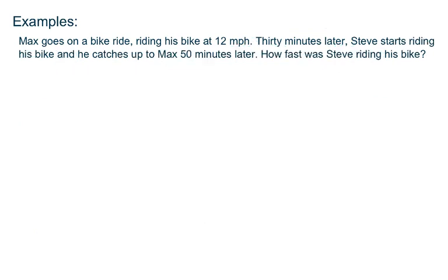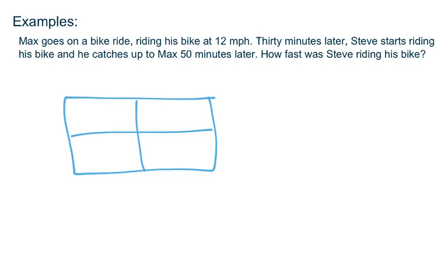All right, now let's look at one final example. Max goes on a bike ride, riding his bike 12 miles an hour. 30 minutes later, Steve starts riding his bike and catches up to Max 50 minutes later. How fast was Steve riding his bike? Well, the point of this problem is to show you that we might not always solve for t. And again, this is where the graphic organizer comes in handy. D1, D2, R, and T. Well, for Max and Steve, Max is going 12. Steve is unknown, so we'll say X.